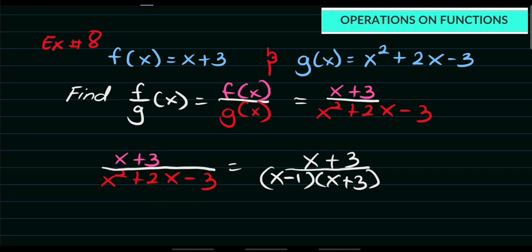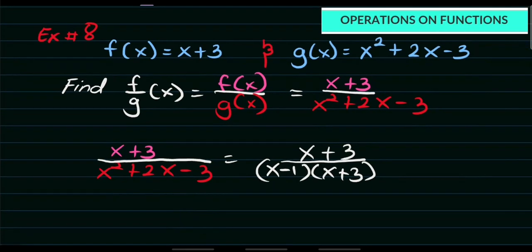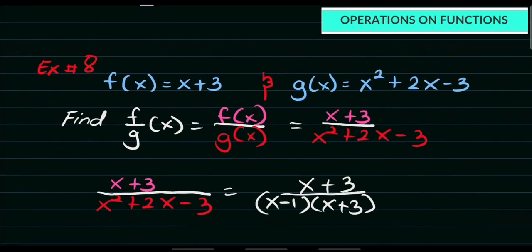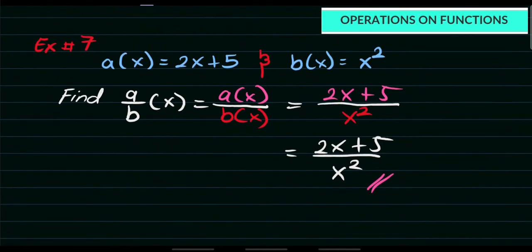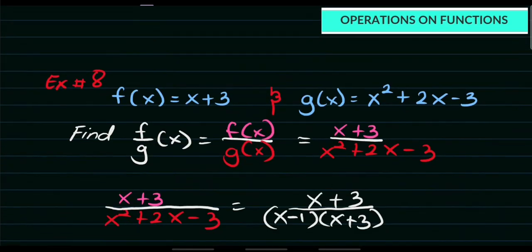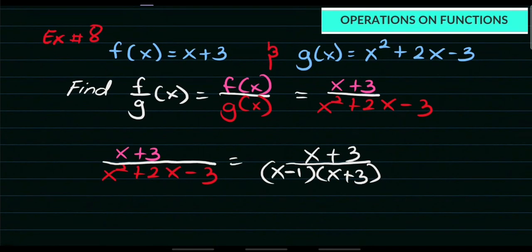Alright. So again, for division, pwede tayong maka-encounter ng problems tulad ng example number 7 natin na hindi na natin pwede pang i-simplify. Pero for example number 8, since may factor tayo sa denominator, pwede natin siyang ma-simplify pa. So, paano natin siya i-simplify?